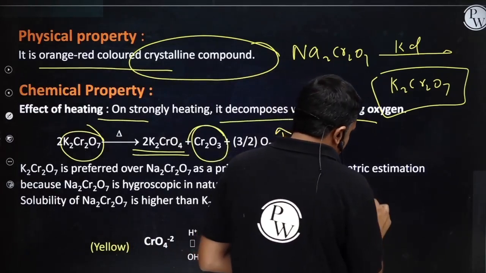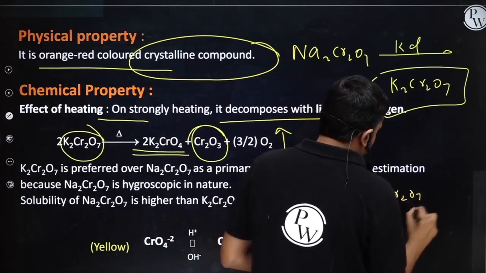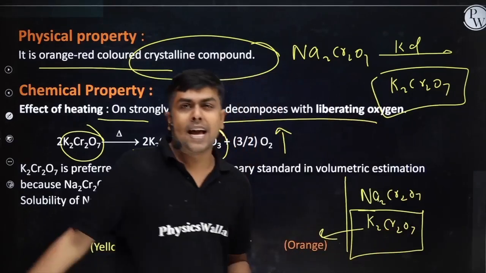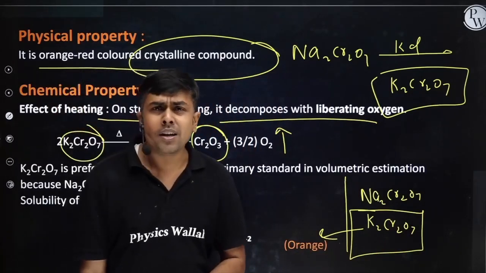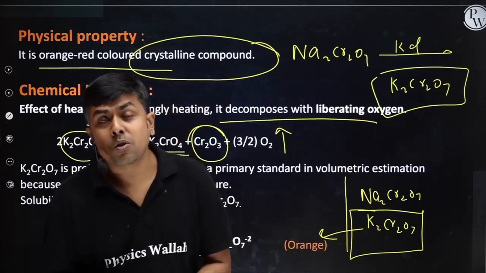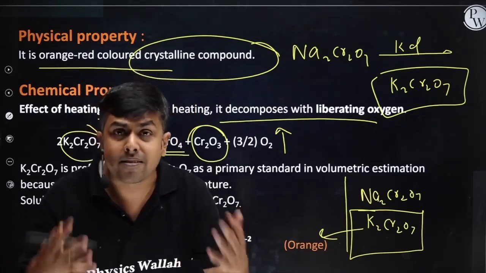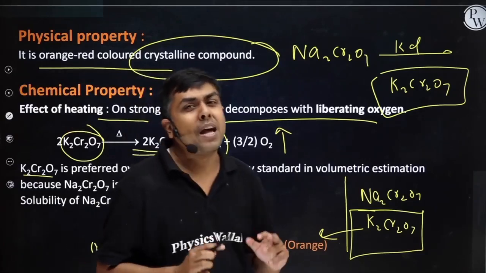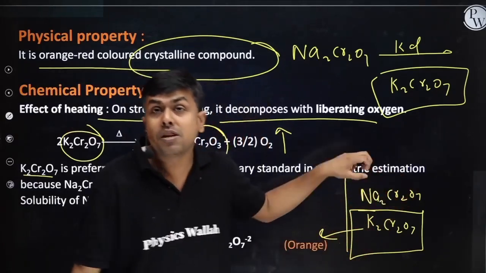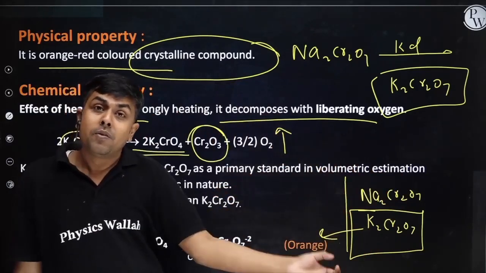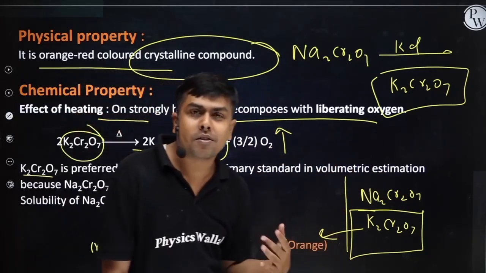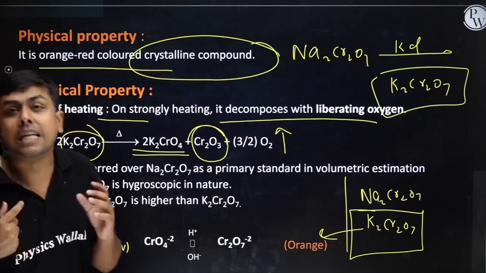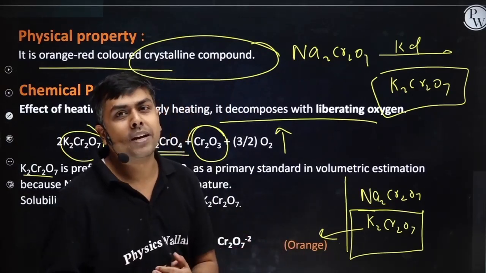Student, if I talk about Na2Cr2O7 and K2Cr2O7, this K2Cr2O7 is primarily or widely used in the lab rather than sodium dichromate. Why? Because sodium dichromate has a hygroscopic nature. It has a tendency to absorb moisture. That's why K2Cr2O7 is primarily preferred, because sodium dichromate will absorb moisture, will absorb water. Obviously, all the parameters will get disturbed. That's why in titration, in the lab, we use potassium dichromate as titrant.